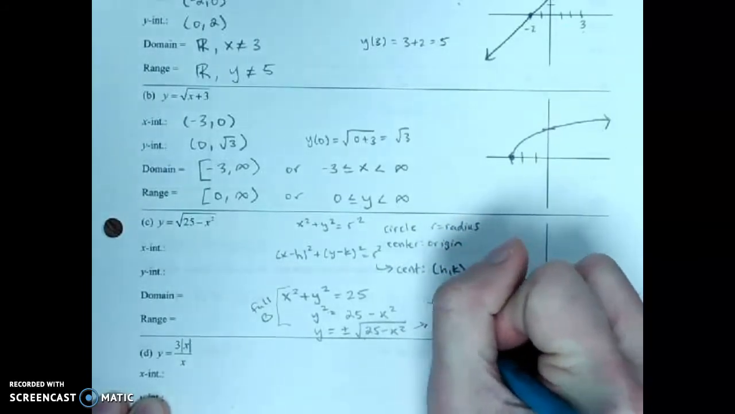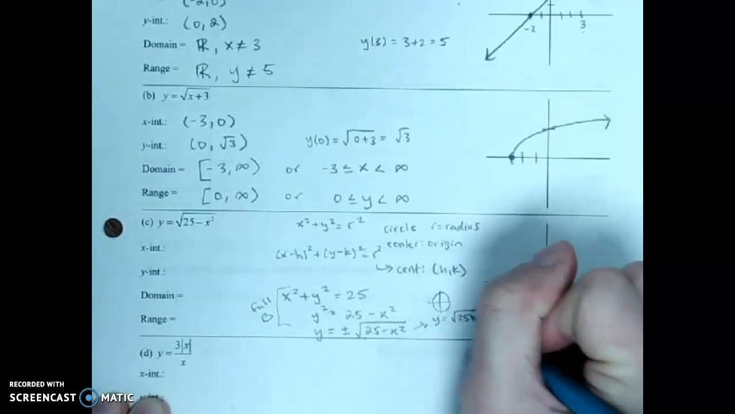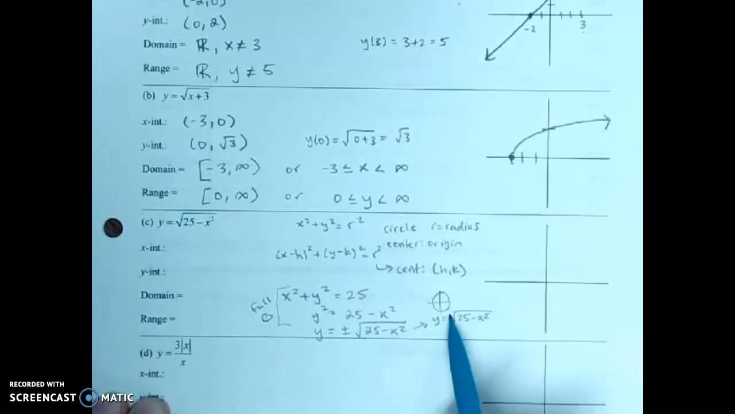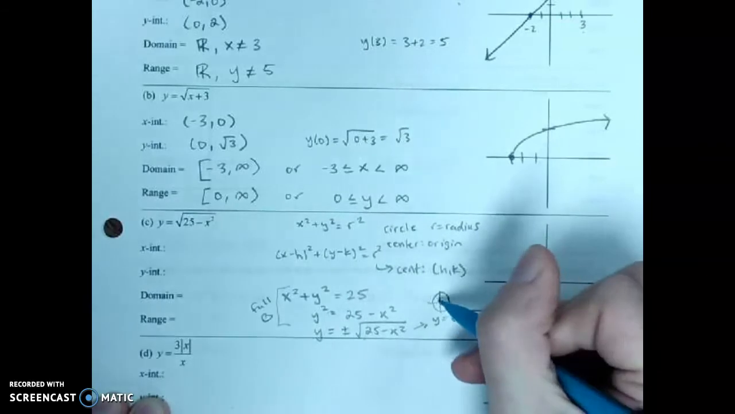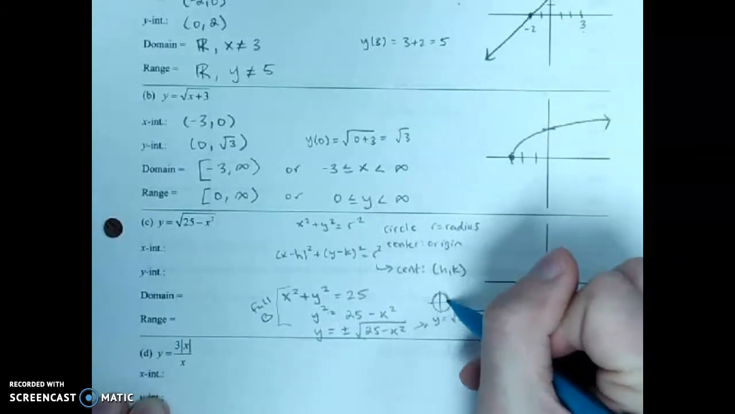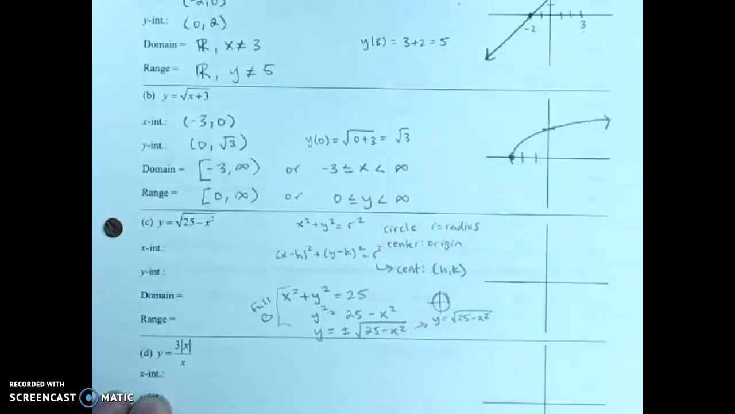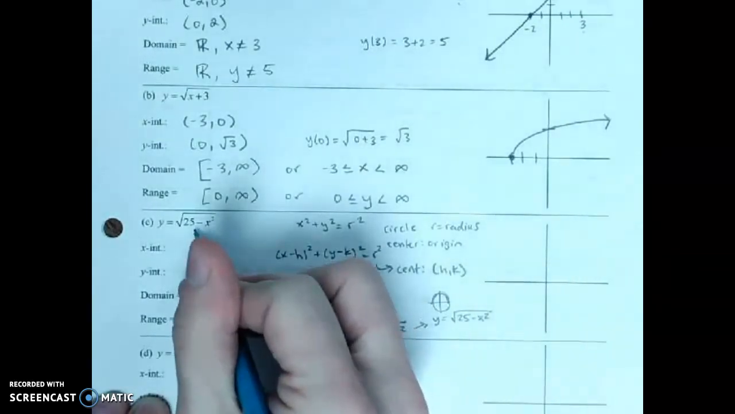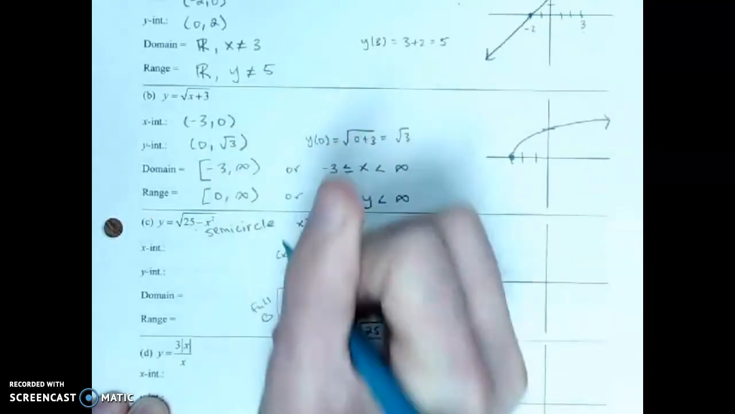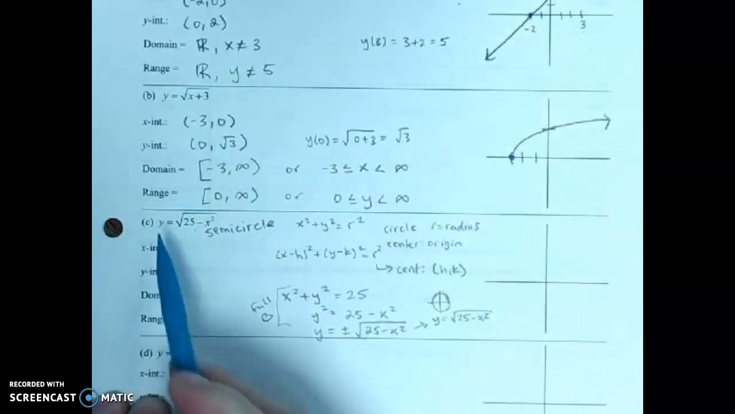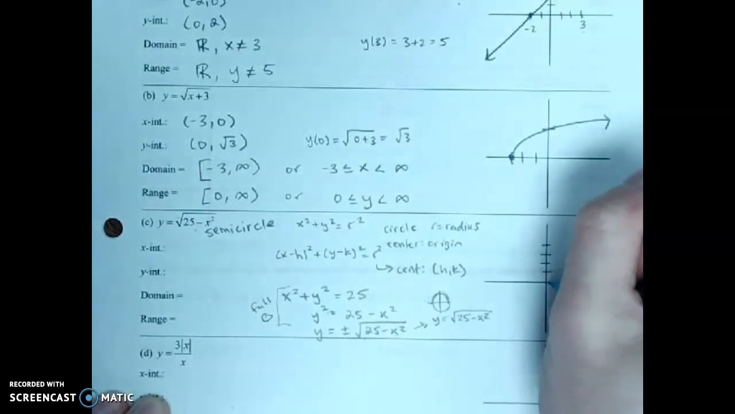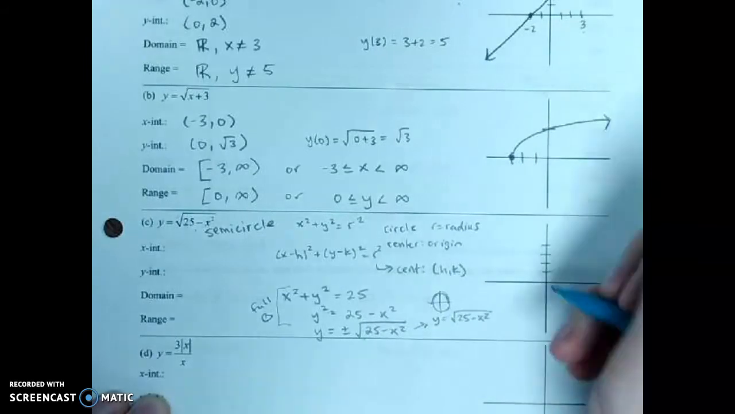You could have the positive part, which is the positive root of 25 minus x squared. And if you have positive y values, that's not going to be the whole entire circle. Positive y values would only end up being the top part of the circle. So something like this is a semicircle. And specifically, since we only have positive y values, I know it's going to be the top semicircle, the top part of the circle.